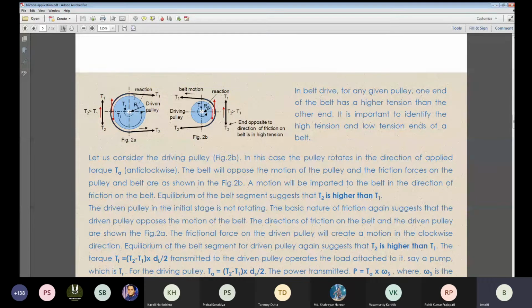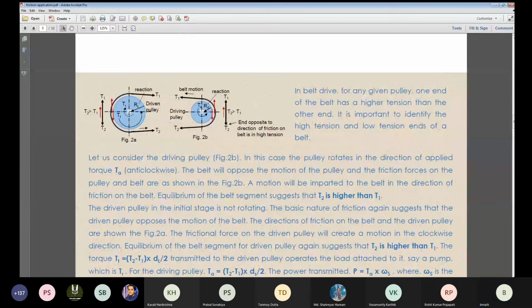But if you talk about high tension and low tension, just simply remember this: the belt end opposite to the direction of friction on the belt is the high tension end. This is the end which is opposite to the direction of friction, so this is high tension. That's all.